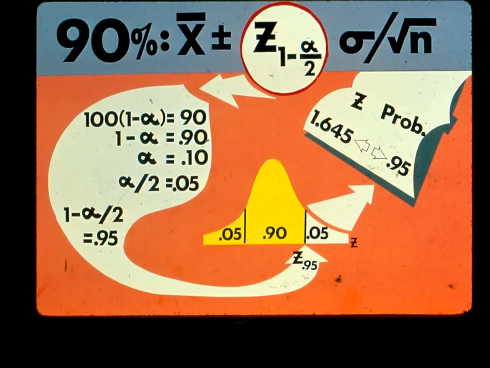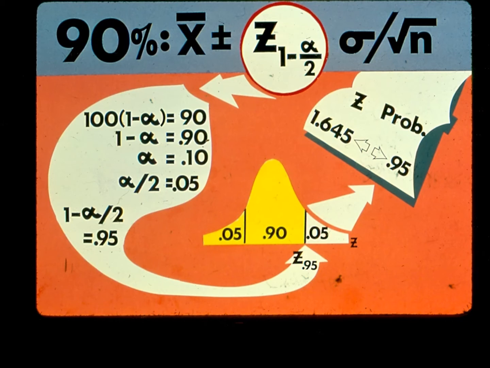To solve the problem, we use the general formula which is given at the top. To do this, we first find the value of the multiplier z sub 1 minus alpha over 2. Since our confidence level is 90%, we can find alpha by solving the equation 100 times 1 minus alpha equals 90. Using algebra, 1 minus alpha equals 0.90, so that alpha equals 0.10. Therefore, alpha over 2 equals 0.05, and 1 minus alpha over 2 equals 0.95.